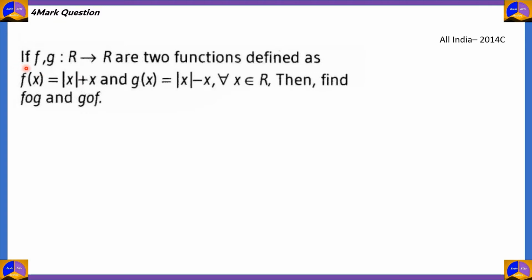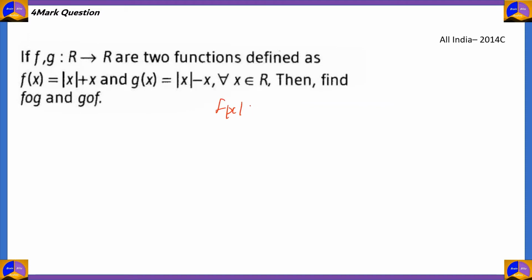If f and g from real numbers to real numbers are two functions defined as f(x) is mod x plus x and g(x) is defined as mod x minus x for all x belongs to the set of real numbers, then find f of g and g of f. So in order to start off in this question, let's define both f of x and g of x.